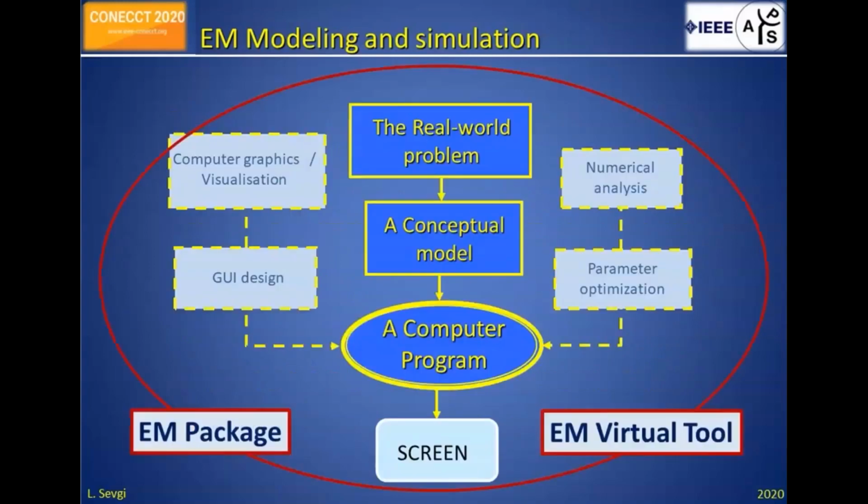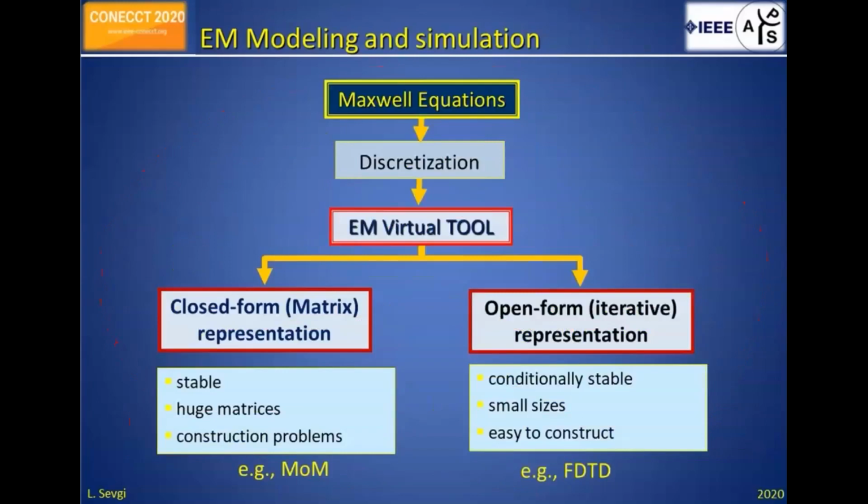So this is a generic structure of a modeling and simulation. We have a real-world problem. We use a conceptual mathematical model, and then we write a computer program. We do numerical analysis and optimization, and then we use graphics, visualization capabilities, and we design a graphical user interface for that simulator. And we call it, in electromagnetics, an electromagnetic package or electromagnetic virtual tool. So we start with Maxwell's equations, we do discretization, and we obtain our electromagnetic package or virtual tool.